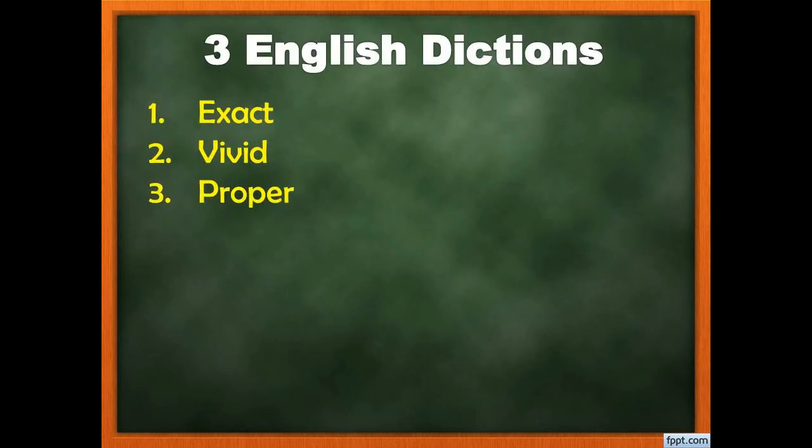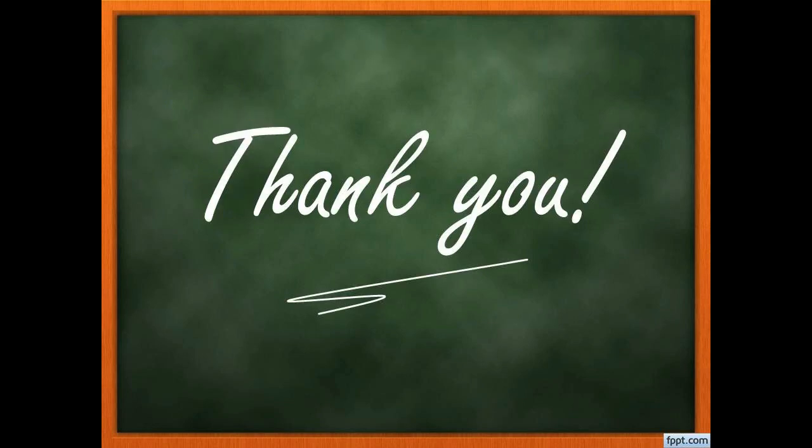So, those are your three types of English diction. They are exact, vivid, and proper. You have to remember that in choosing words, be exact instead of indefinite. Be vivid instead of trite. Be specific instead of general. And be proper instead of inappropriate.